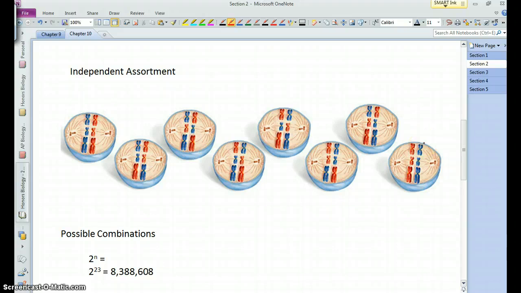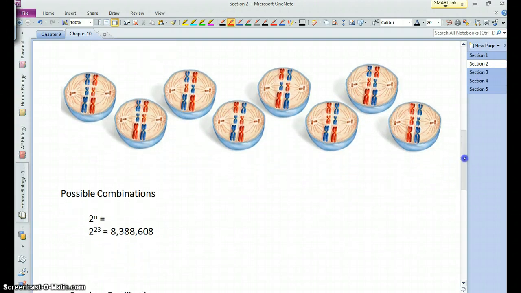So for any given cell that's going through meiosis, you might get this combination, or you might get this, or you might get this, etc. You can get essentially all these possible combinations. And so you notice with this simple scenario here where we just have these 6 chromosomes, we essentially get 8 possible combinations.